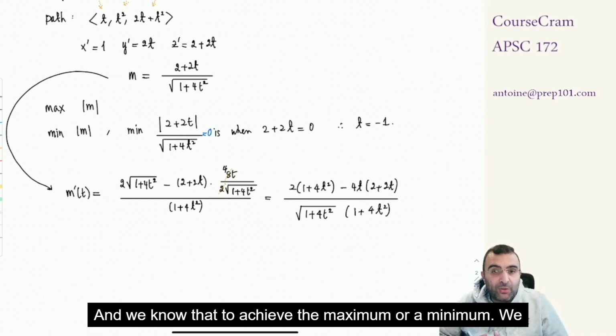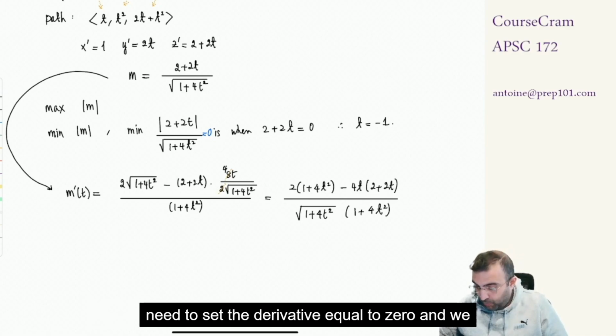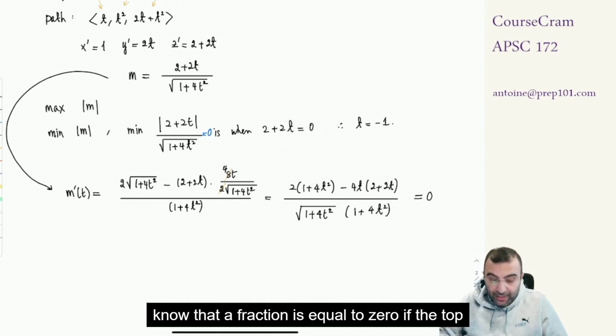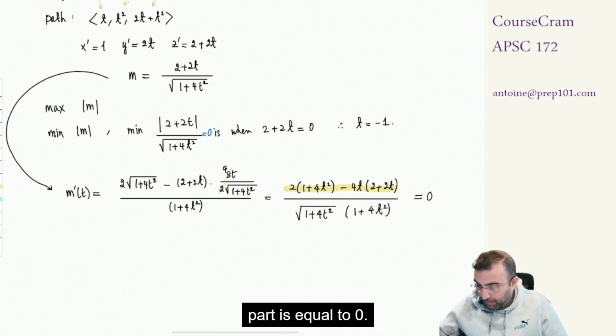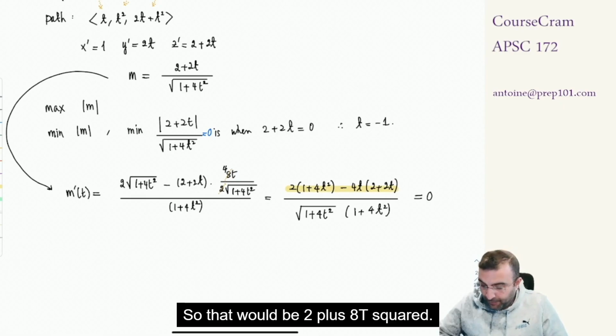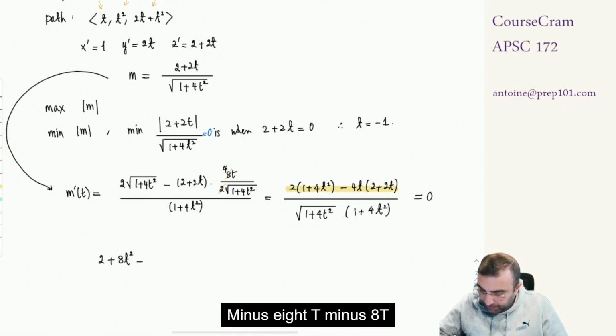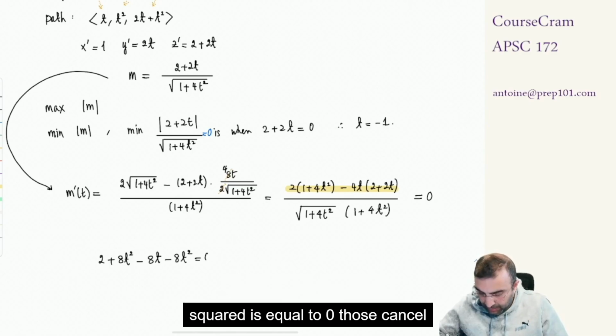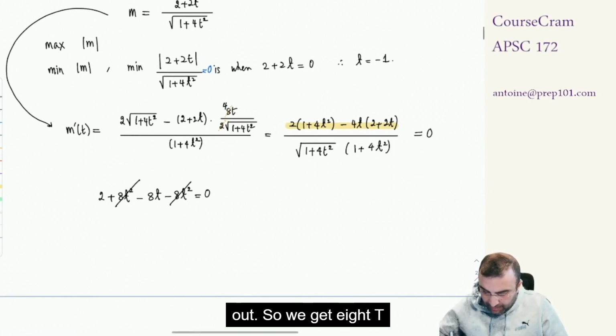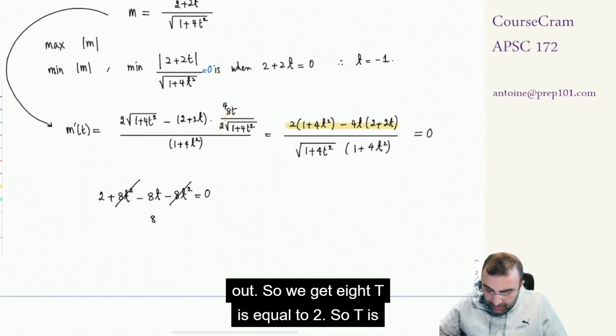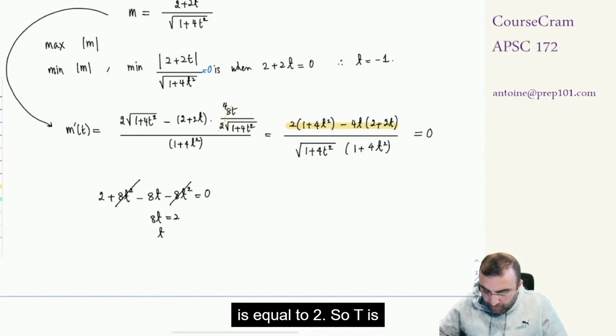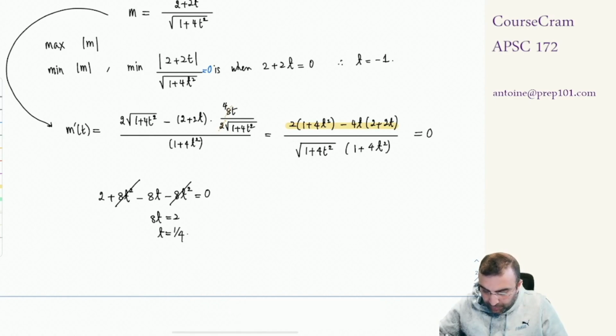And we know that to achieve a maximum or a minimum, we need to set the derivative equal to 0. And we know that a fraction is equal to 0 if the top part is equal to 0. So that would be 2 plus 8t squared minus 8t minus 8t squared is equal to 0. Those cancel out, so we get 8t is equal to 2, so t is equal to 1 over 4.